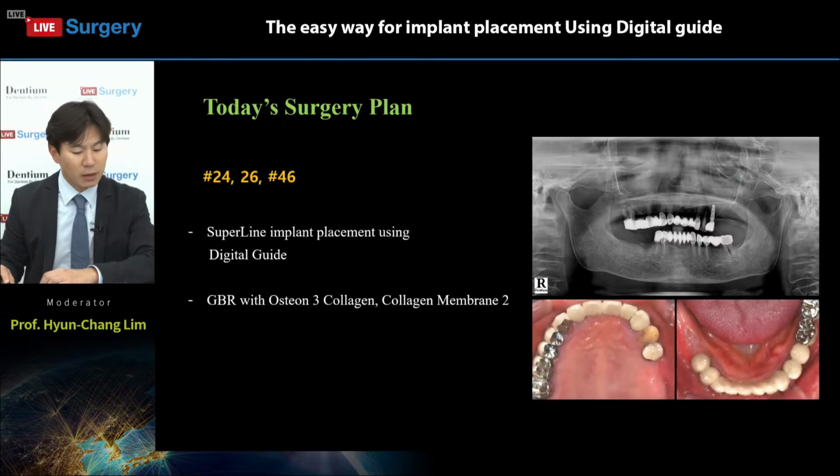And today's surgical plan: Dr. Park will place 3 implants on 24, 26, and 46 area using digital guide system. And he will also perform guided bone regeneration using Osteon 3 collagen and collagen membrane 2.